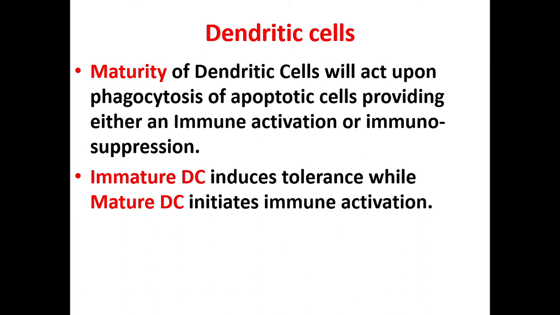Maturity of dendritic cells will act upon phagocytosis of apoptotic cells providing either an immune activation or immunosuppression. The immature dendritic cells induce tolerance, while the mature dendritic cells initiate immune activation.